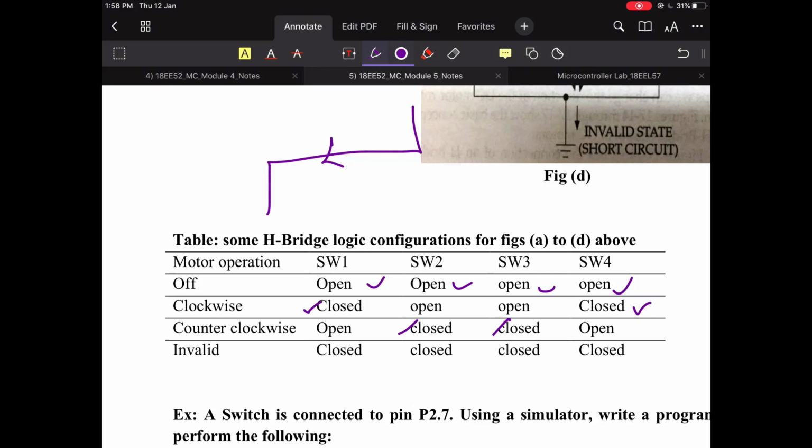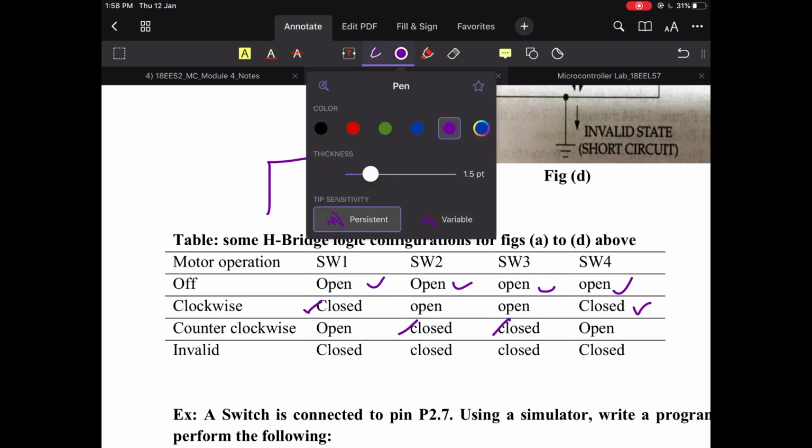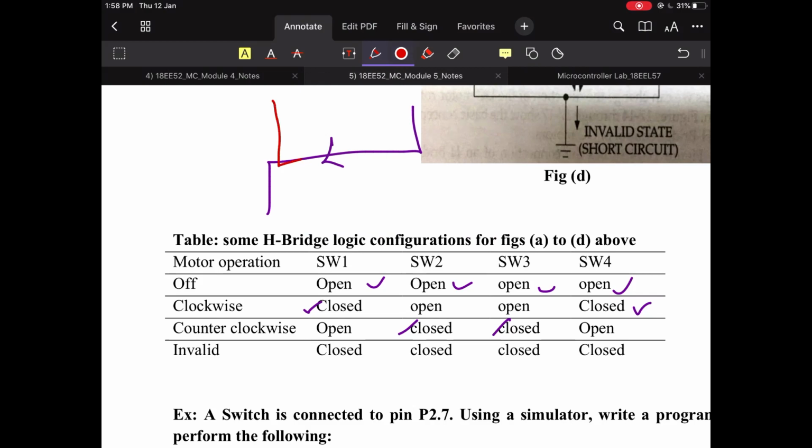What happens if I try to close both the switches? Then the current from both the switches will try to flow in opposite directions to one another with equal magnitude. So this operation is not allowed because it might be harmful for the motor itself. So this is a restricted operation, or an invalid operation.